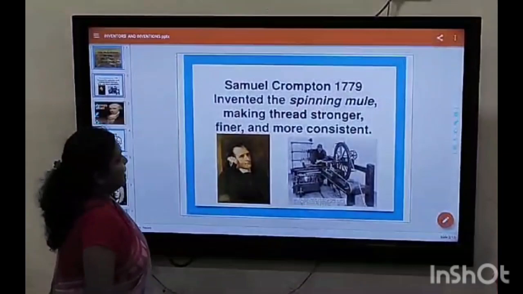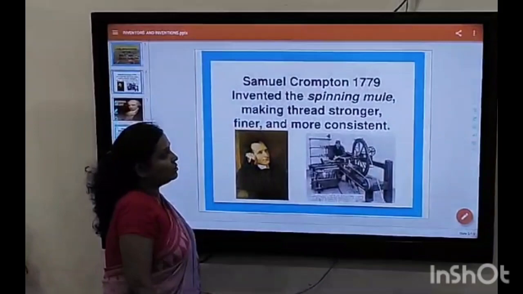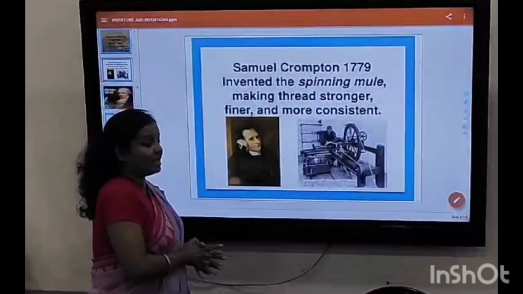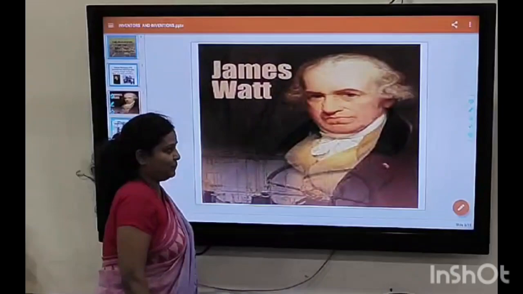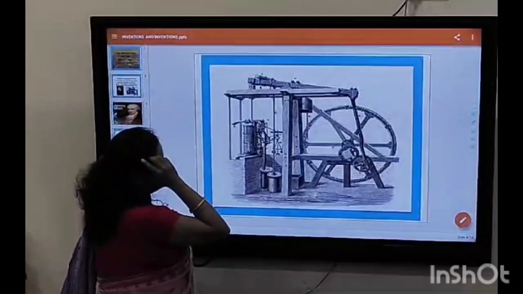Till the Industrial Revolution, people used to spin yarn either on spindles or on a spinning wheel. Samuel Crompton invented the spinning machine, and after that the spinning of yarn became faster and cheaper. Next comes James Watt. He invented the steam engine. The steam engine could run machines in the factory. This was the steam engine invented by James Watt.